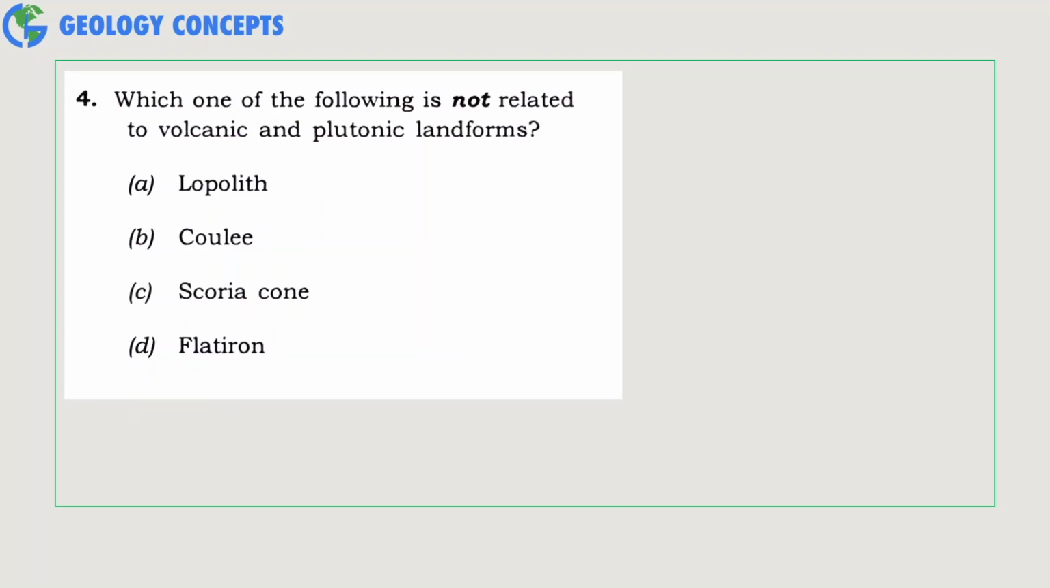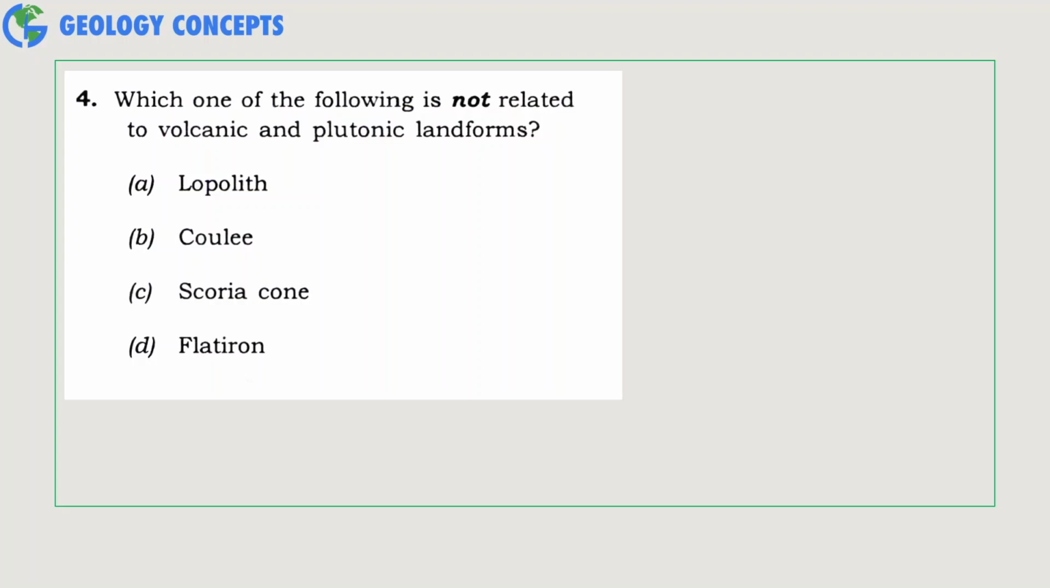Coming to the next question, which one of the following is not related to volcanic and plutonic landforms? Lopolith, Colle, Scoria cone, and Flatiron. Here, Lopolith and Scoria cone are related to plutonic and volcanic landforms respectively, as you may have already known. But Colle is a landform that refers to volcanic lava flows. Hence, it is a volcanic landform as well.